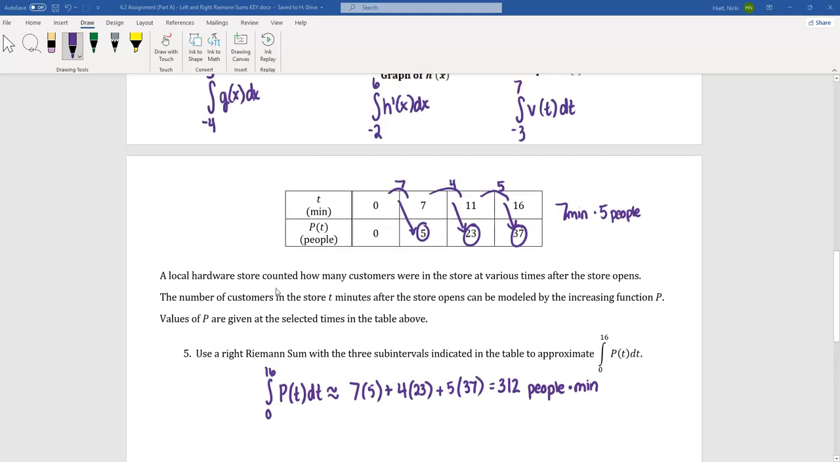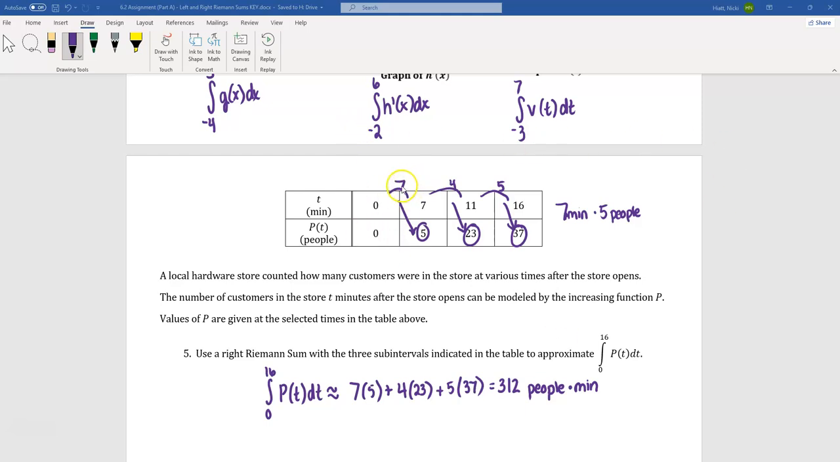Number 5 should be, hopefully the mechanics of solving the numbers is not that bad for you. You're doing okay on that. The explanation, I think, is really the hard part of a lot of these. So you should get 312 for this first one. All right, you're just doing 7 times 5, 4 times 23, 5 times 37. It did not ask you for units on number 5, and it did not ask you to interpret number 5 for a very good reason.